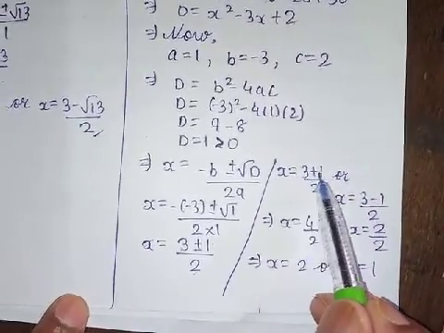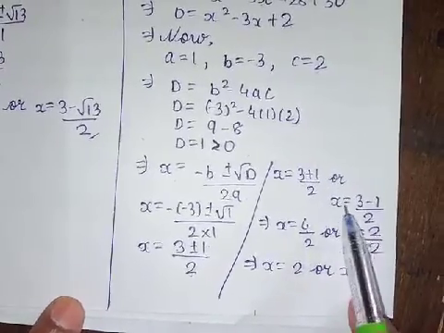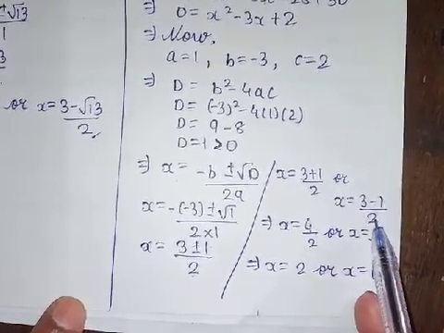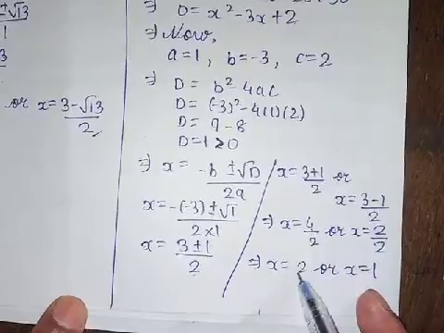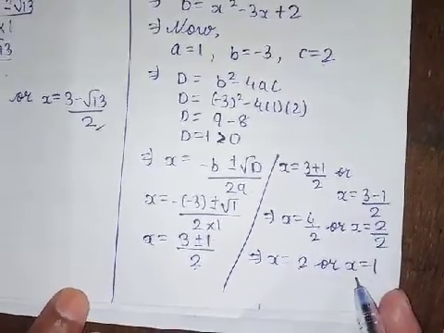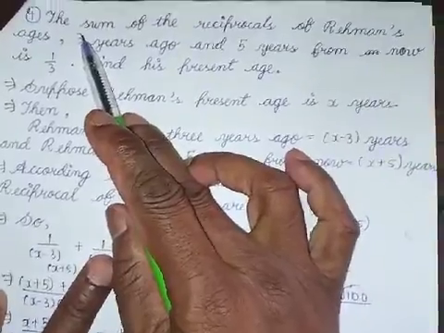x is equal to 3 plus 1 by 2, or x is equal to 3 minus 1 upon 2. So this will be 4 by 2 which is 2, and this will be 2 by 2 which is 1. Let's move on to the fourth sum.